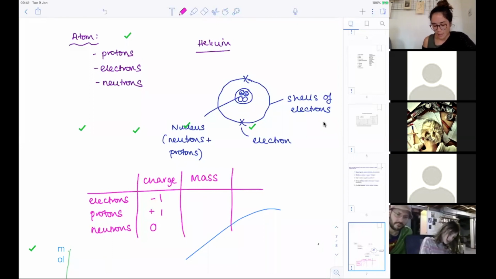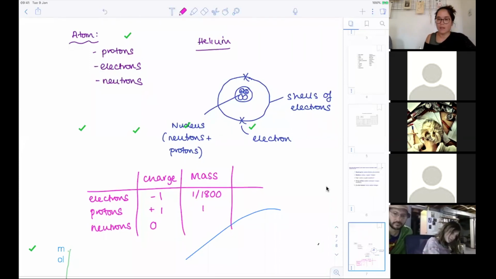Next up, the mass. Now, crucially, the electron mass is extremely small. You'll see it written in slightly different ways in different places, but it is approximately 1 divided by 1800, so it's extremely small. And then your proton has a mass of 1 and your neutron has a mass of 1. So notice here that most of the mass of an atom is found within the nucleus, and that mass comes from both the neutrons and the protons.